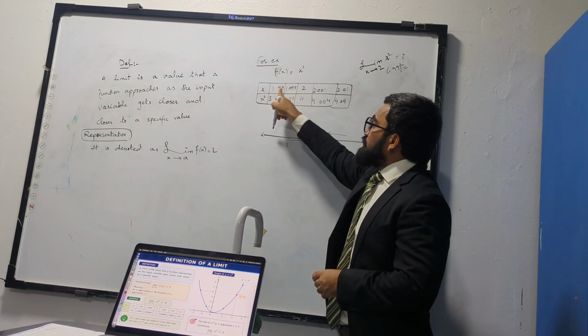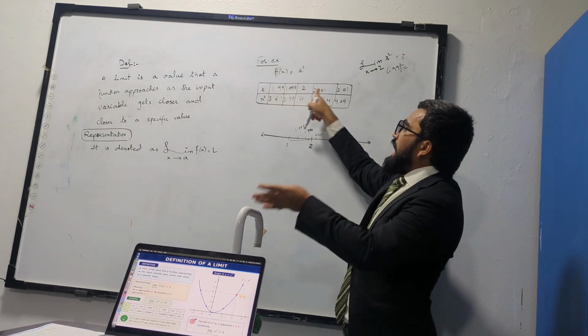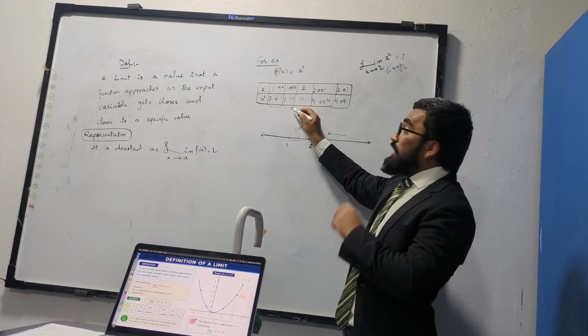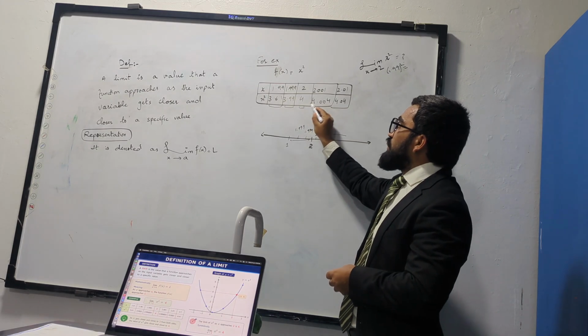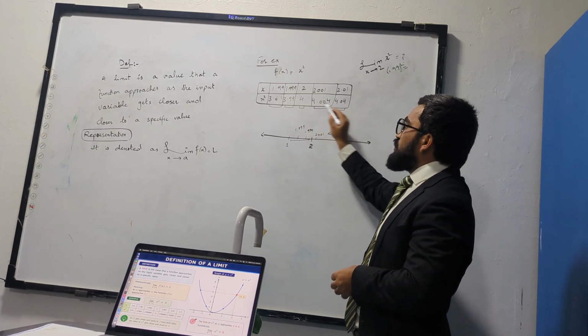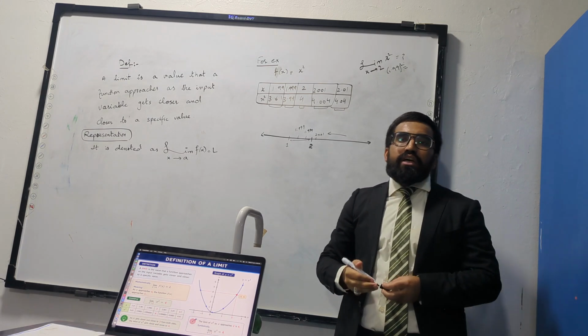When we take the nearest value of the two from the left side and from the right side, the value is very near to the 4. See, this is 4. So it's very near to the 4. So this is called limit.